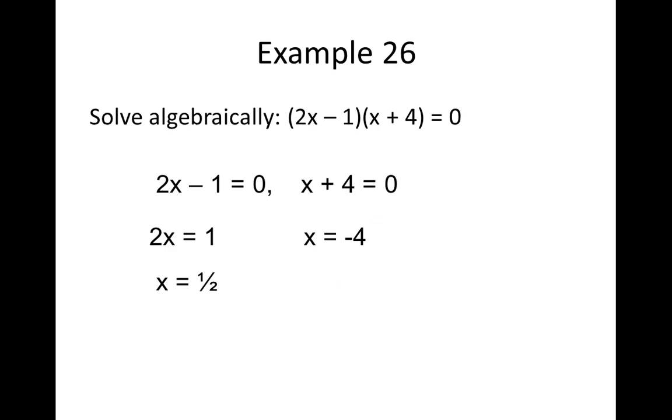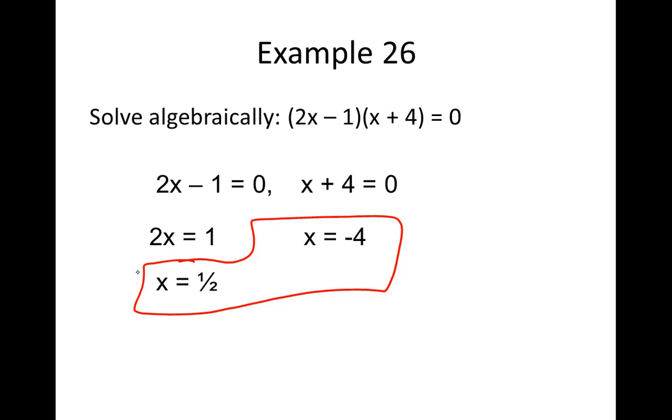I had one more. I should have those animate to come in, but that's okay. 2x minus 1 times x plus 4 equals 0. Set each factor equal to 0. And solve for x in the usual way. We get x equals 1/2 and x equals negative 4. Okay, a lot of examples.